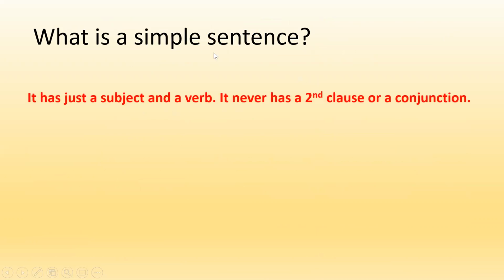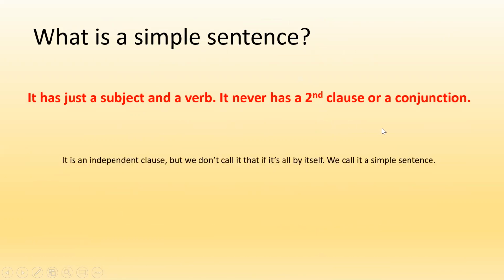So what is a simple sentence? Well, it has a subject and it has a verb. It never has a second clause or a conjunction. It is an independent clause, but we don't call it that if it's all by itself. We call it a simple sentence.